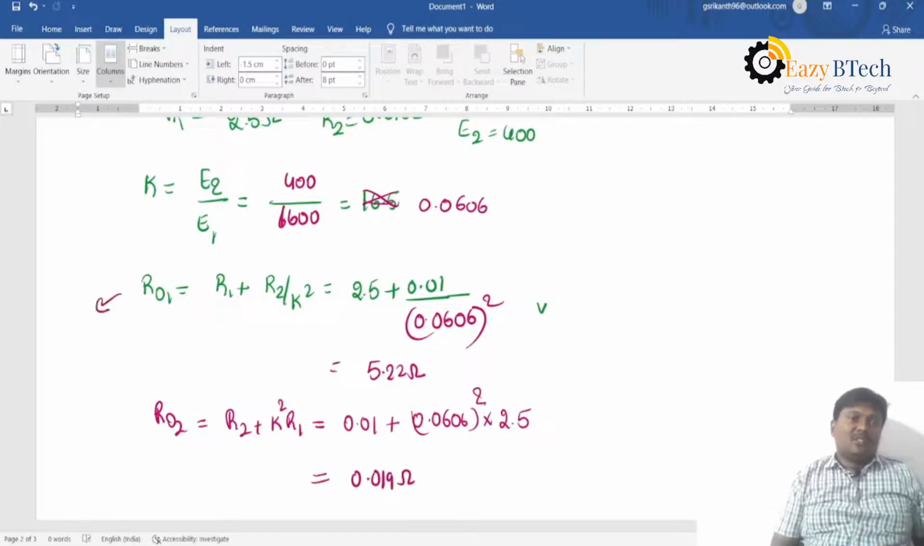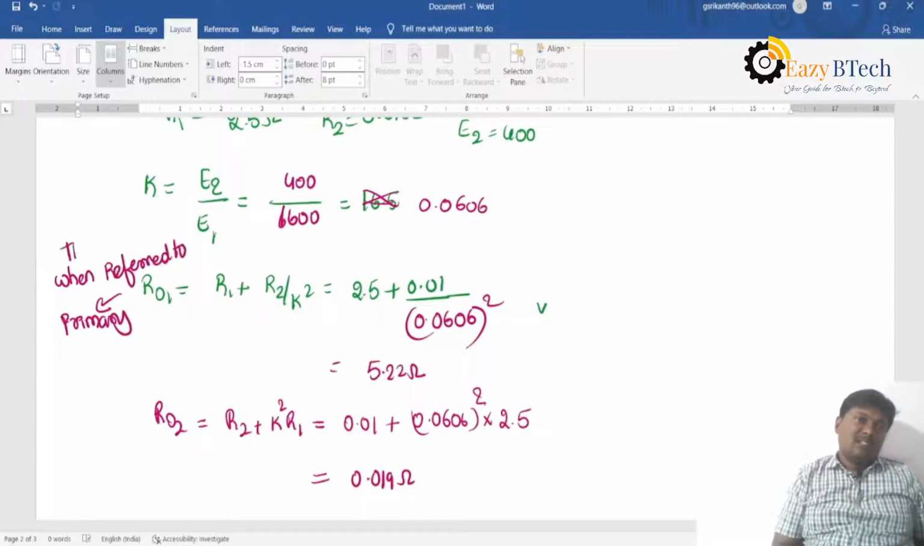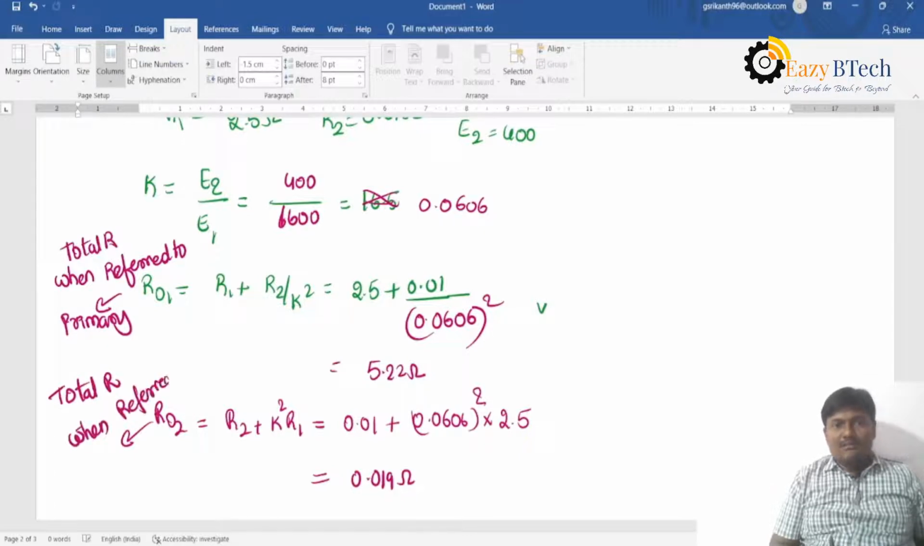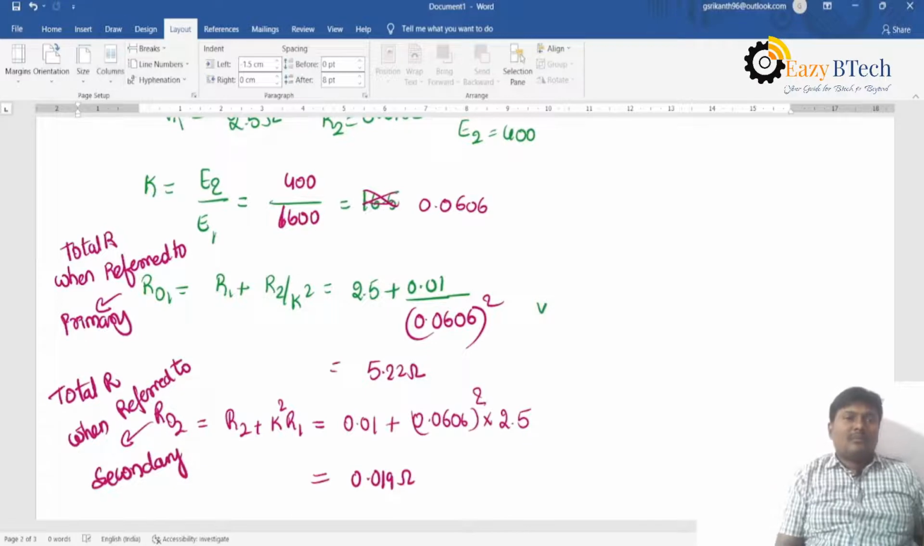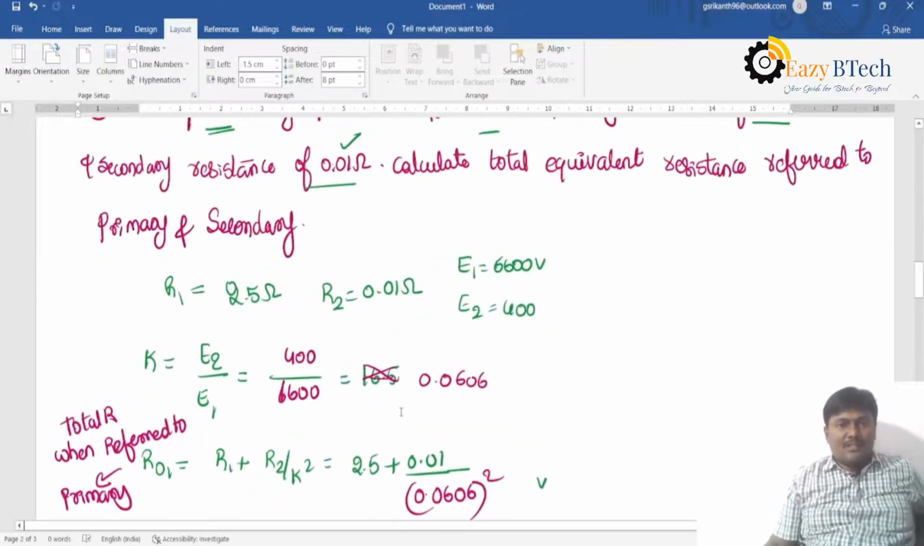So this is the total resistance when referred to primary. Total resistance when referred to primary. This one is total resistance when referred to secondary. Total resistance when referred to secondary.